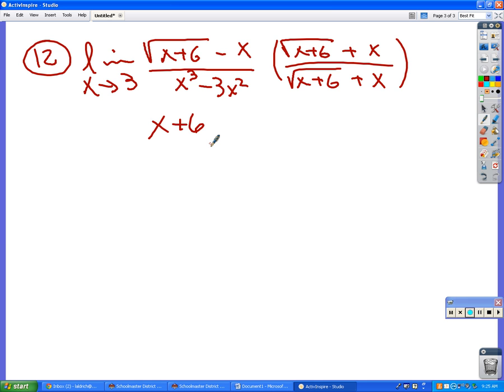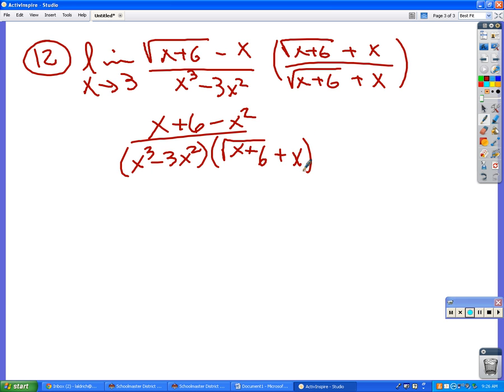And then negative x times x is negative x squared. And then the reason why it's not ugly on the bottom is because we don't have to FOIL that out. We're going to leave it as this times square root of x plus 6 times x. Okay? What do we get from that?